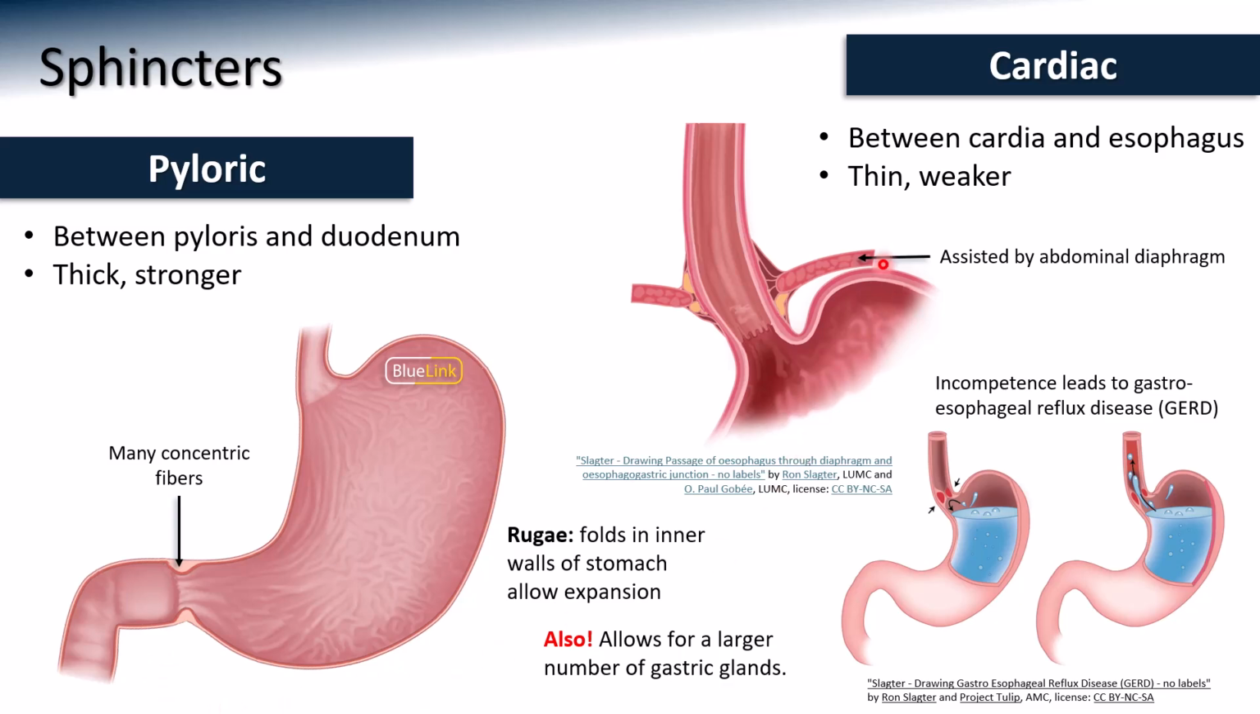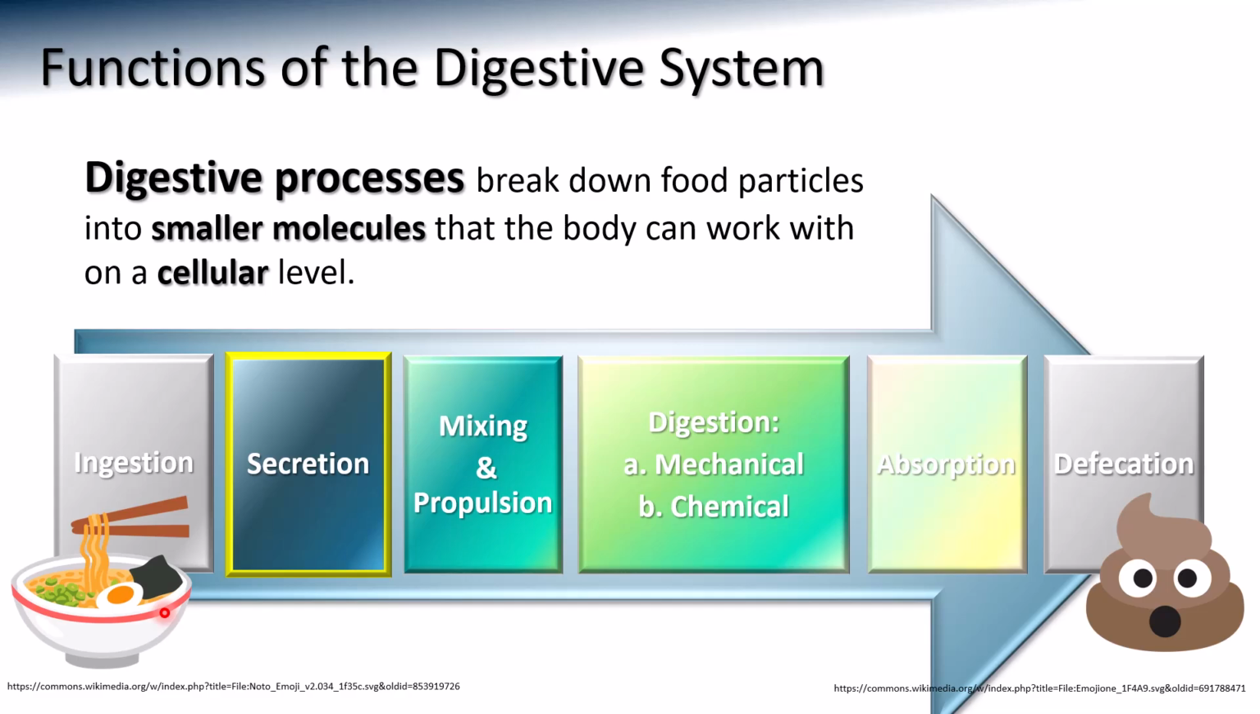The cardiac sphincter, on the other hand, is much thinner and weaker. There are fewer muscle fibers here, and the ones that are there are so weak they have to get an assist from the abdominal diaphragm, which helps to pinch this opening closed, okay? So because of this, acid reflux, where stomach juices make their way up into the esophagus, is very common, whereas pyloric issues are much less common.